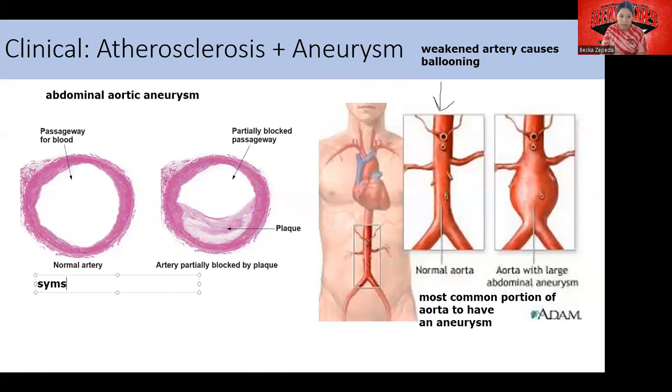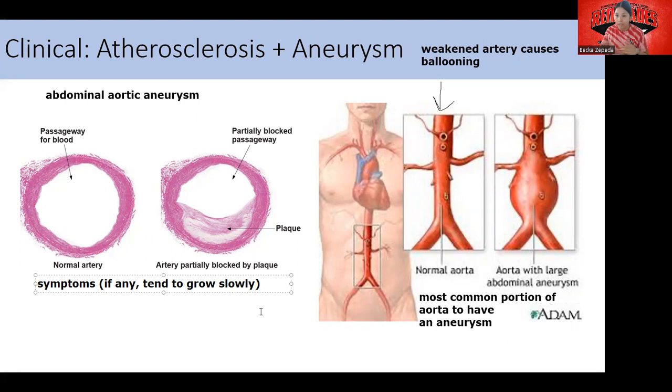So symptoms, if any, because they tend to grow slowly. Many of these aneurysms won't require surgery just because they are pretty slow growing. So that's something that doctors may want to just monitor. However, you can do surgery.